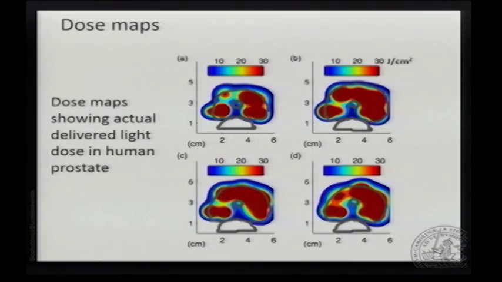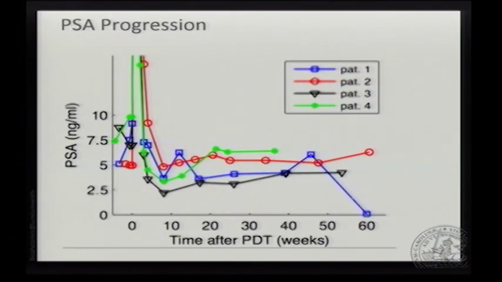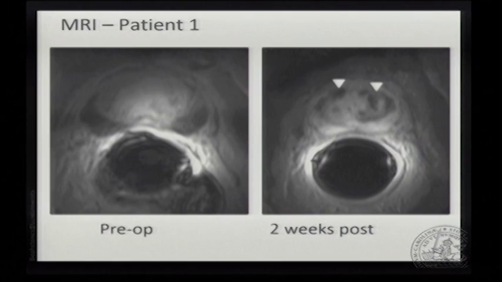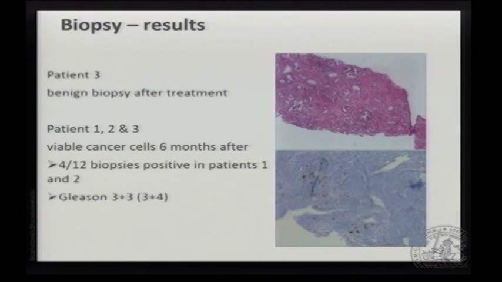So 4 patients were treated, and we did a lot of dose histograms, dose maps and dose volume histograms, and all of that planning. We measured the PSA before and after to see what happened, and it actually seemed to decrease quite a bit for these patients. We measured MR before and after to see what happened, and you can see something happened after PDT.